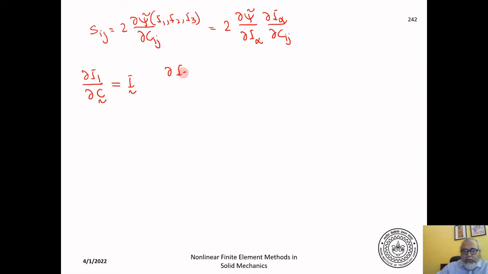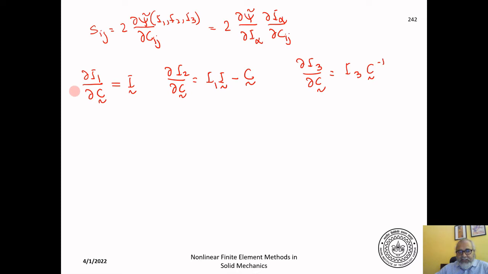Del I2 del C, we have seen this in the case of E. This gives you I1 times identity minus C, and del I3 del C would give you I3 times C inverse. We had derived these expressions for the case of E, but they are valid for any symmetric second order tensor, and we have just translated them from E to C.